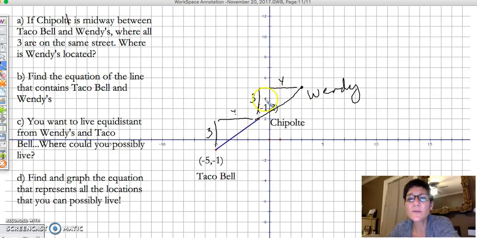So it says where's Wendy's located. If I look over here, I have 1, 2, 3, and then I'm going up 5. So I'm at 3, 5. Are you guys at 3, 5 also? I hope so. I'm going to change the color to pink because pink is pretty.